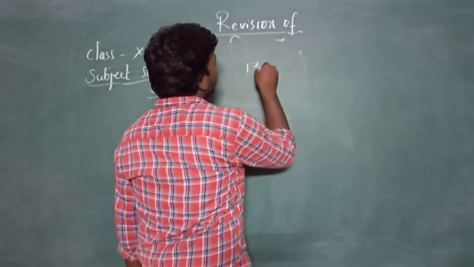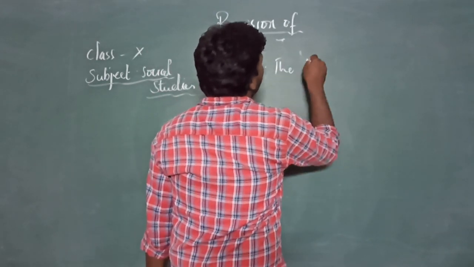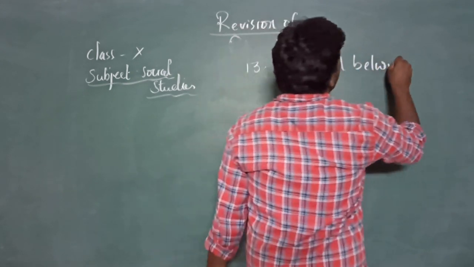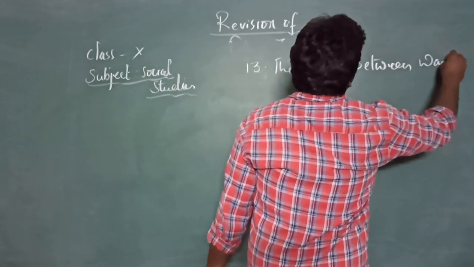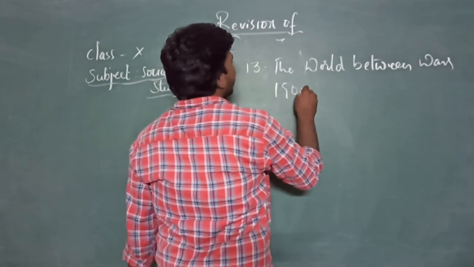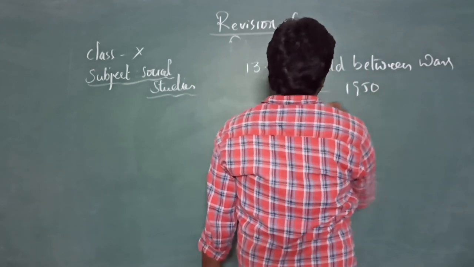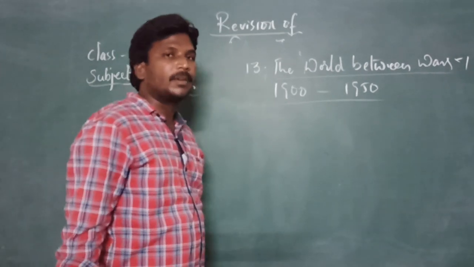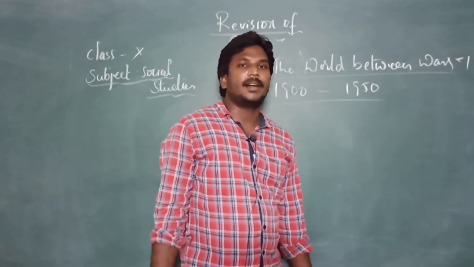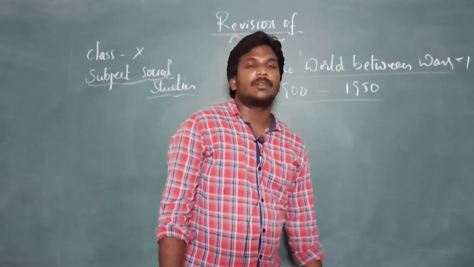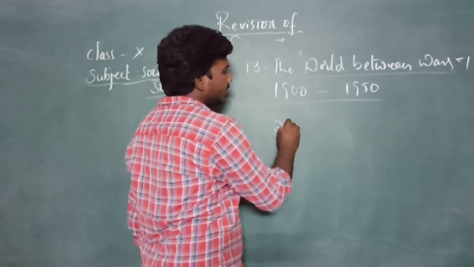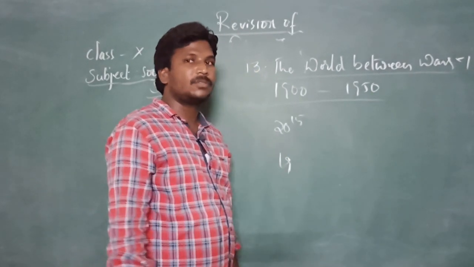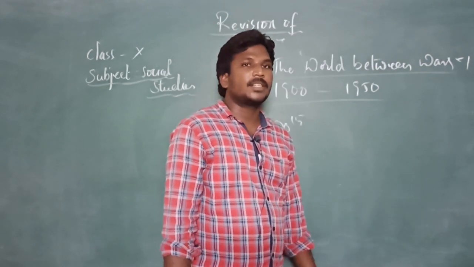World Wars. Lesson number 13, it is called The World Between Wars, Part 1, 1900 to 1950. If you understand this context, we have already completed up to militarism, right? And this is about the wars in the world in the beginning of the 20th century. Century is a division captured by 1900 years to 2000. It's a period of time called the 20th century.